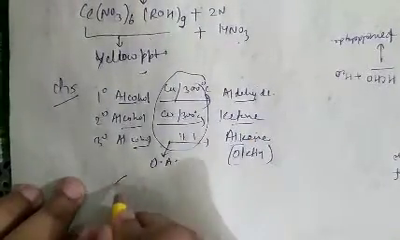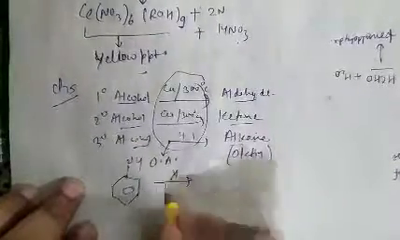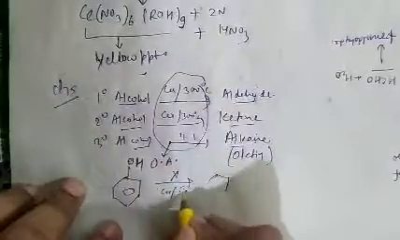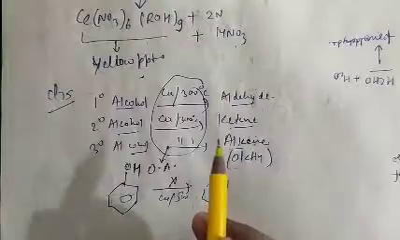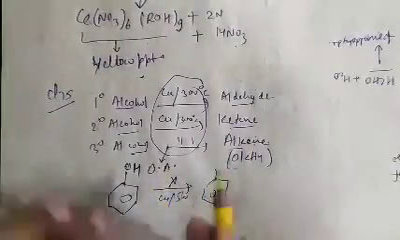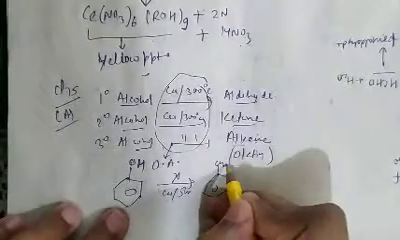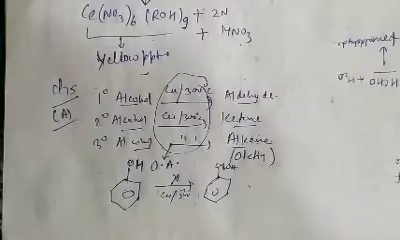So phenol does not form benzyl alcohol with copper. Phenol does not react with copper at 500 to form benzyl alcohol. This reaction is incorrect. So B, C, D all options are correct, and option A is incorrect. Phenol does not react with copper at 500 to form benzyl alcohol. So option A is incorrect.